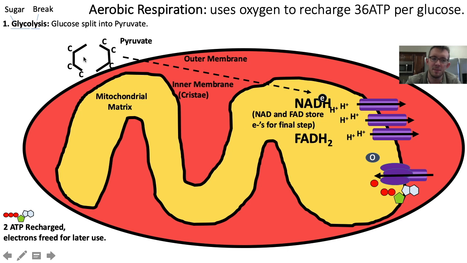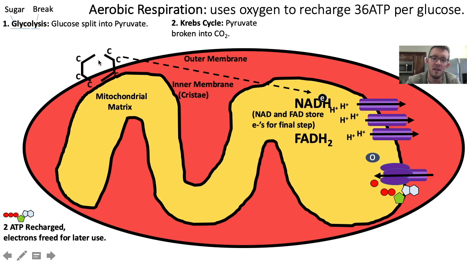After glucose gets split apart in glycolysis, the next step occurs during the Krebs cycle, in which these two pyruvate molecules enter into the mitochondria. They pass through the outer membrane and the inner membrane of the mitochondria, into what's called the mitochondrial matrix, which is just the inside of the mitochondria.